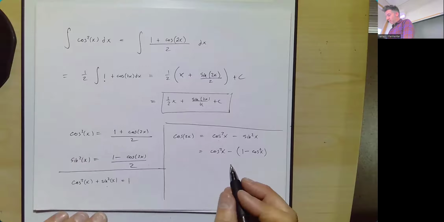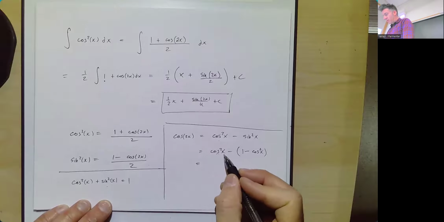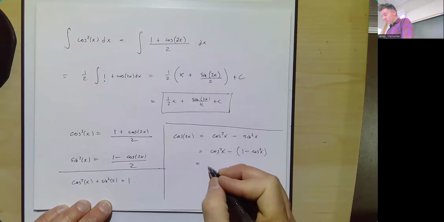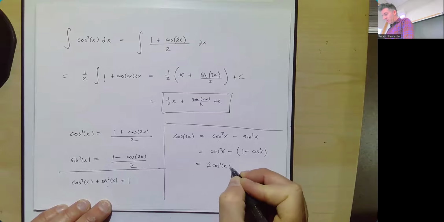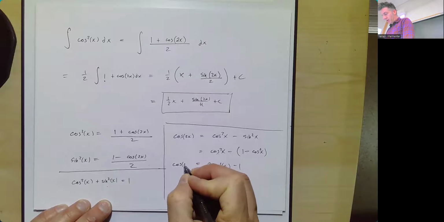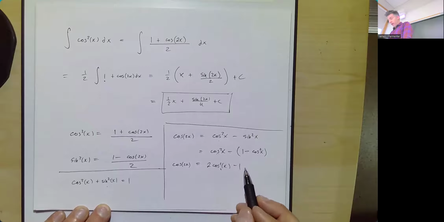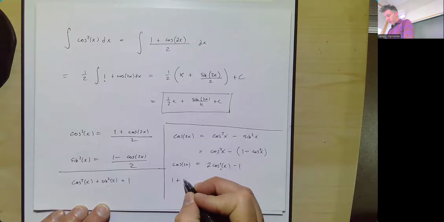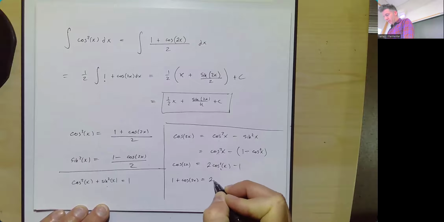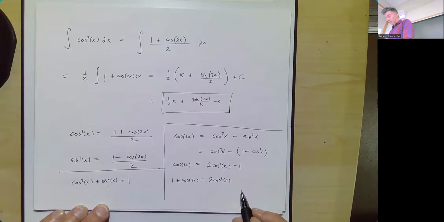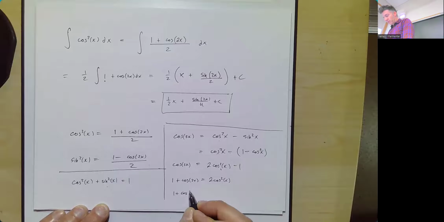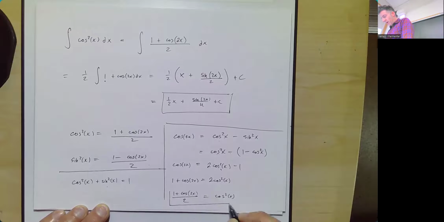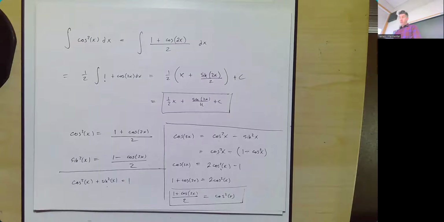And then I'm going to simplify the right-hand side. Cosine squared x plus cosine squared x is 2 times cosine squared x minus 1, still equals cosine of 2x. And then I'm going to solve for cosine squared. So I'm going to add 1 to both sides. So 1 plus cosine of 2x is equal to 2 times cosine squared of x. And then I'm going to divide both sides by 2. So 1 plus cosine of 2x divided by 2 is equal to cosine squared of x. And that is where the division by 2 comes from, from the process of deriving this trigonometric identity.